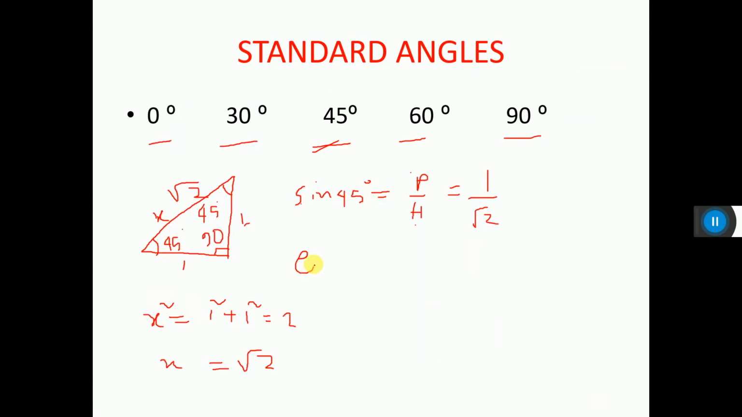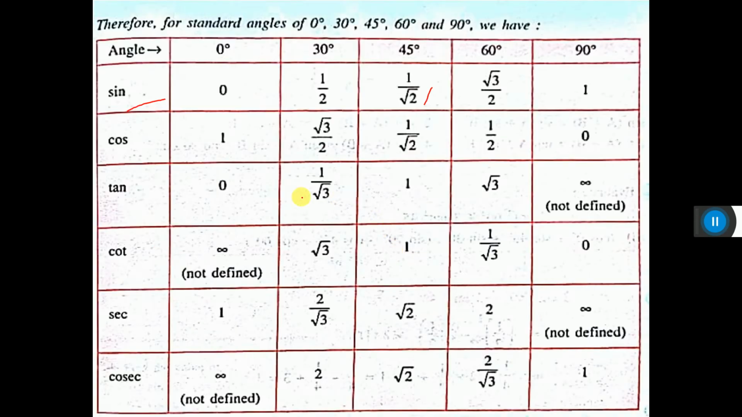Then cos 45. What is cos 45? The formula is base by hypotenuse. Curly brown hair. Some people have curly brown hair. What is the value of base? 1. What is the value of hypotenuse? Root over 2. So cos 45 value is 1 by root over 2. See the table, cos 45 is 1 by root over 2.